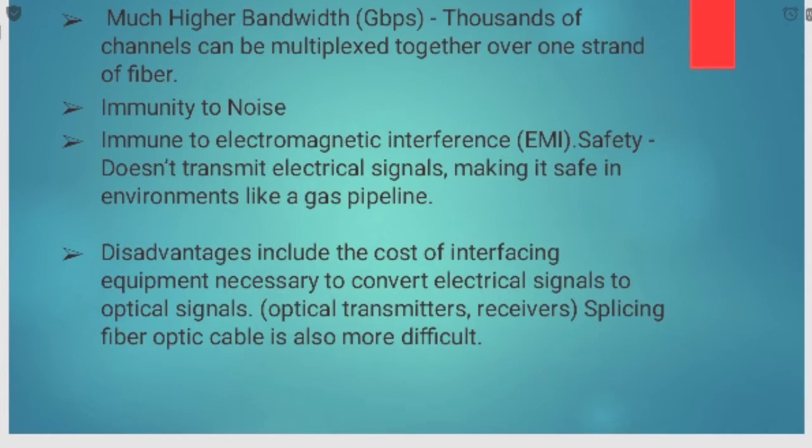And the disadvantages: the interfacing equipment that converts electrical signals to optical signals, and splicing, are always a problem for us. That is the disadvantage in an optical fiber communication system.